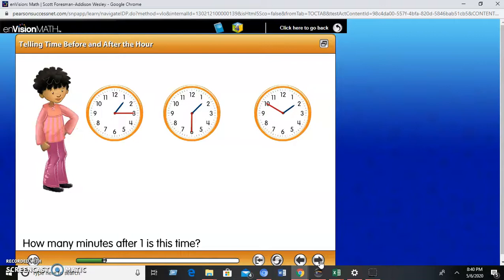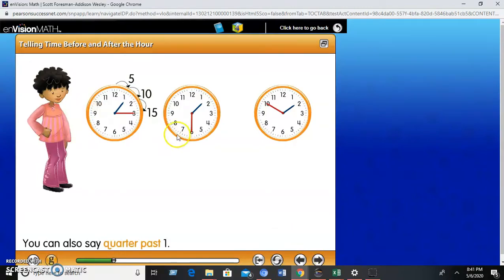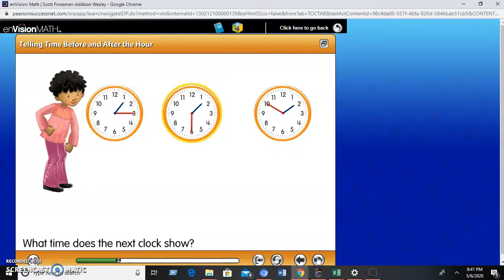How many minutes after 1 is this time? So it's just how many minutes it is. So it's 5, 10, 15 minutes after 1. It is 15 minutes after 1. You can also say 1:15. So remember in the last video how Mrs. Isham showed you how you split your clock up kind of like a pizza. It's a quarter, so if this circle is split up into 4, each quarter is 15 minutes. And so it's 1:15. What time does the next clock show?